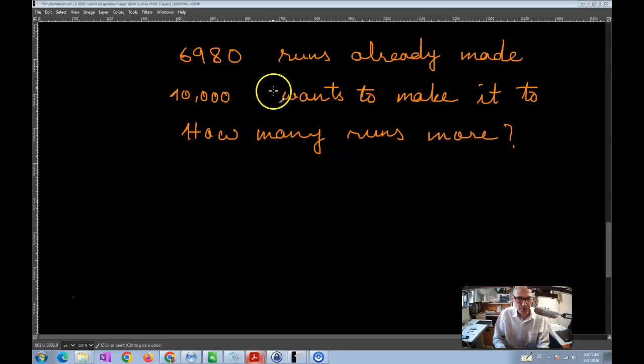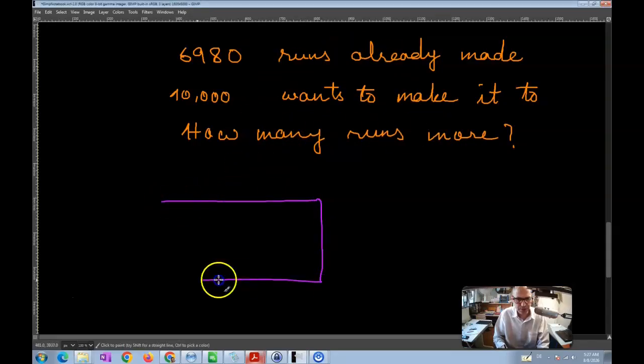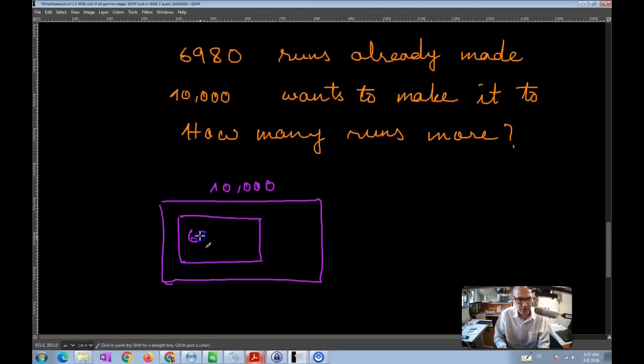So the model that you can use here is that, let's say that this quantity is 10,000, which is the runs that he wants to make it to. And he has already made this many runs, which is 6,980. And he has to make another, this part as well. This part, let's call it X, for example. He needs to make so many more runs to make it to 10,000.